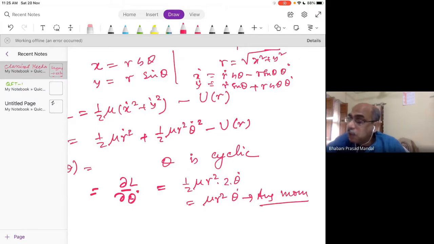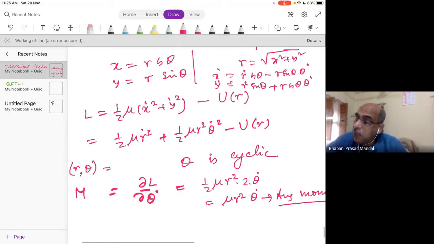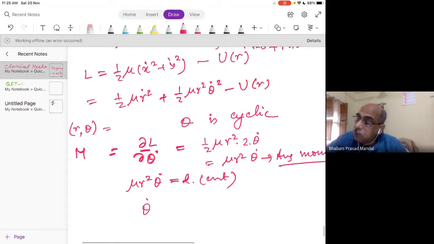Angular momentum is a conserved quantity. Let us denote its value by L. Generally people write small l, so mu r square theta dot is a constant quantity. So theta dot should be L by mu r square. We will be using this.